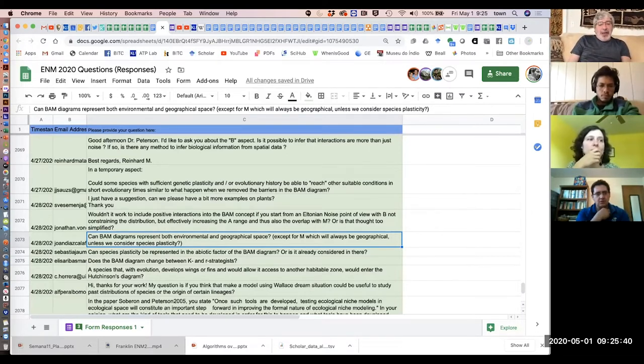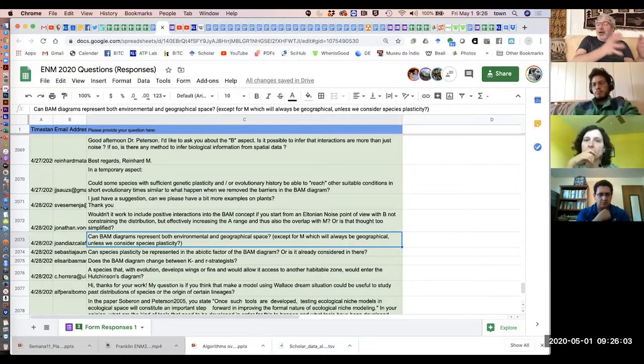Okay, so can BAM diagrams represent both environmental and geographic space, except for M, which will always be geographic unless we consider species plasticity? So the BAM diagram is in geographic space, period. It is a set of maps.